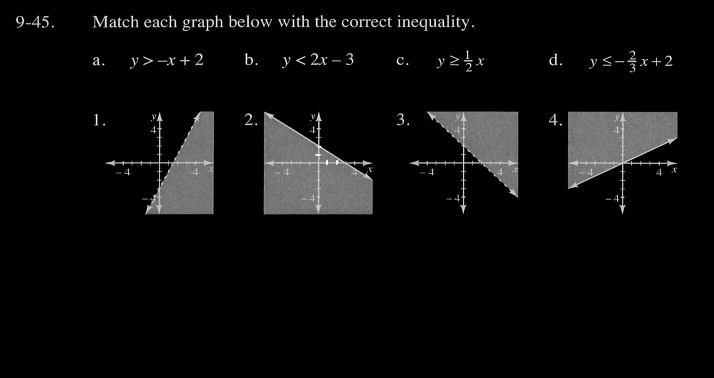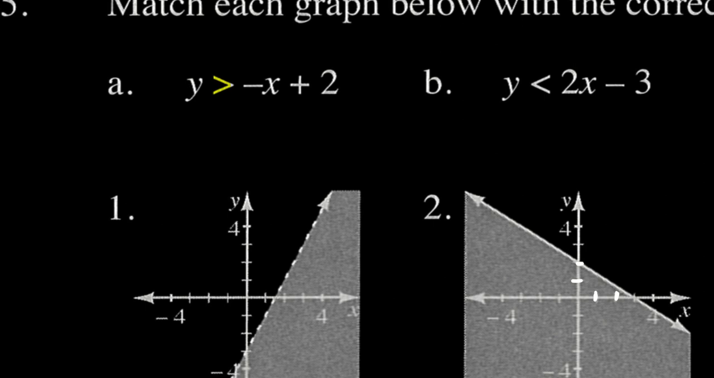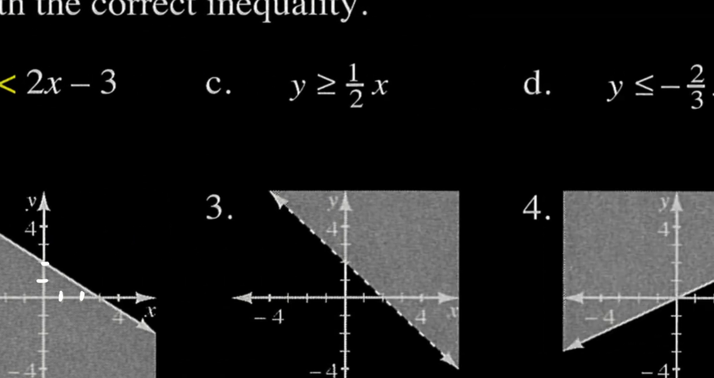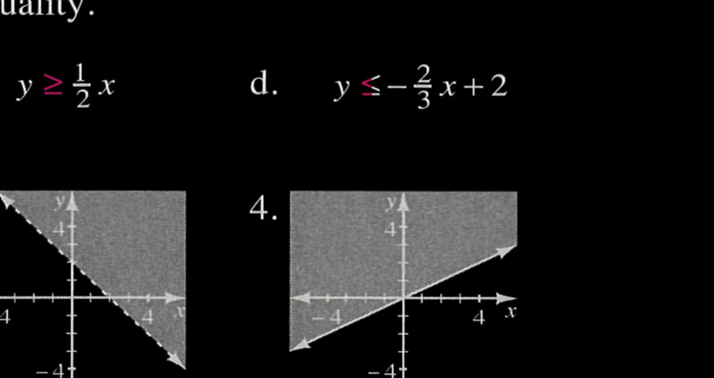So when we look at this in option A, you can see that this has the greater than, so our boundary there would have to be a dashed line. The next one has a less than, so my boundary there would have to be a dashed line also. The next one, C, has the greater than or equal to, so I know that boundary is going to be a solid line. And the last one there is less than or equal to. That boundary is going to be a solid line as well.